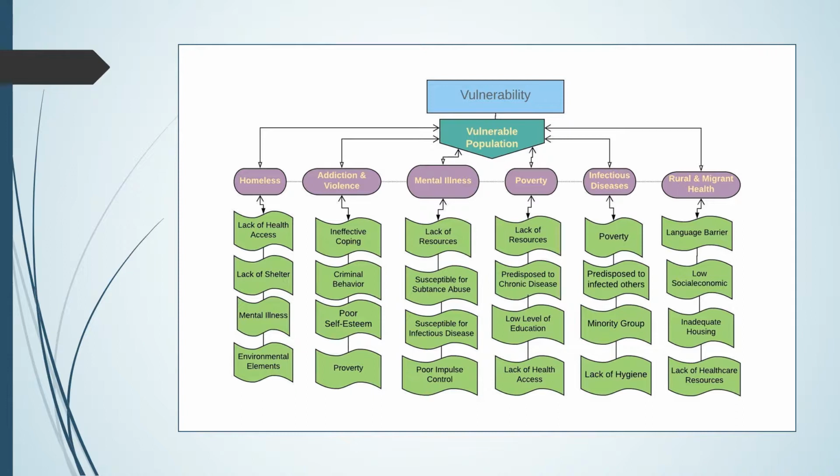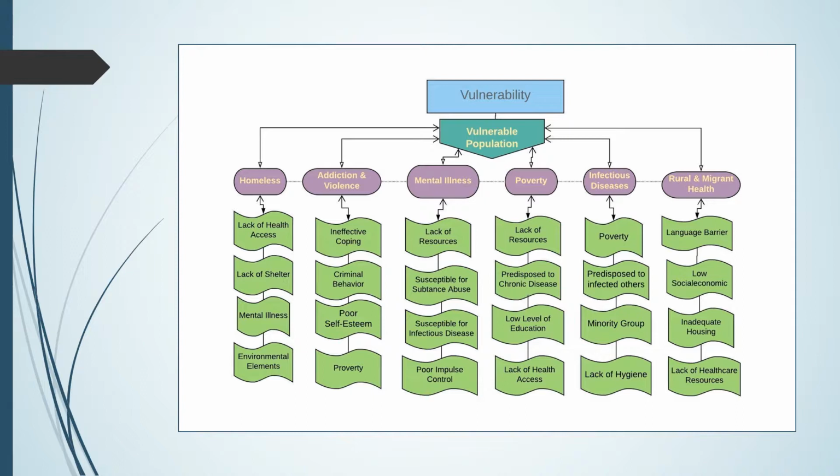So the first group I will be talking about is the homeless population. The homeless population is at high risk considering the lack of healthcare access, the lack of shelter, mental illness, and environmental elements that are frequently associated with alcohol and drug abuse. Therefore, my second risk factor will be addiction and violence.